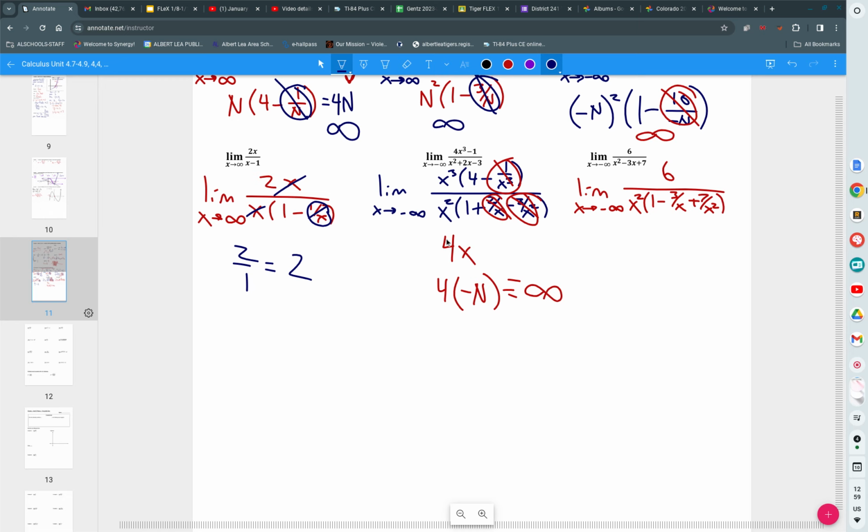Again, I recognize that the bottoms are going to go to 0 for the 3 over x and the 7 over x squared. And so you're left with 6 over a very large negative number squared. Does it matter whether it's positive or negative in the denominator? No. Either way, you're going to get 6 over a very large number, which will simply produce 0.